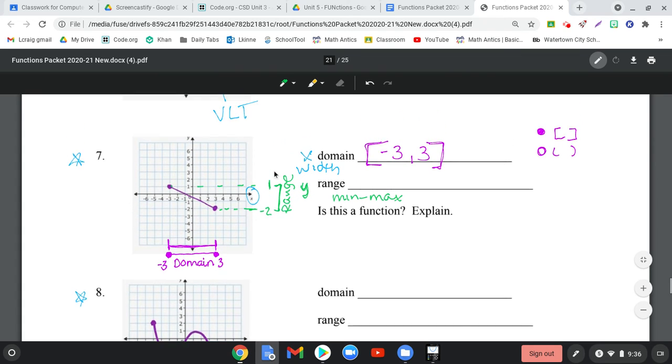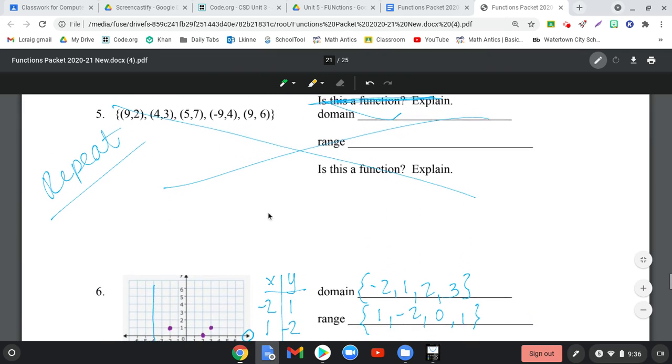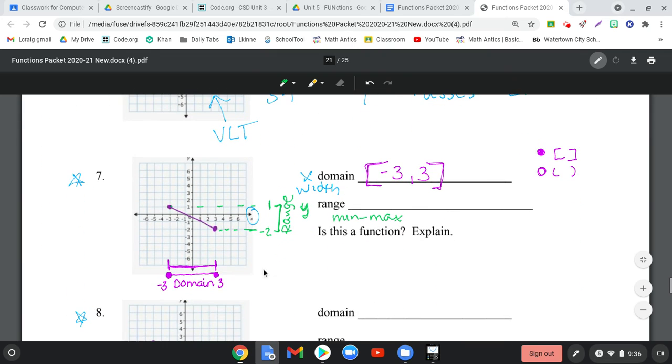Okay, so it's a little bit different when you're looking at a table and a list of points. It's pretty easy. It's just your x's and your y's. Well, here your x's, there's an infinite number of them. It's anything that's between -3 to 3 on your x's, and it's anything between -2 to 1 on your y's for your range. So -2, 1, brackets. Is it a function? Yes, it passes the vertical line test.